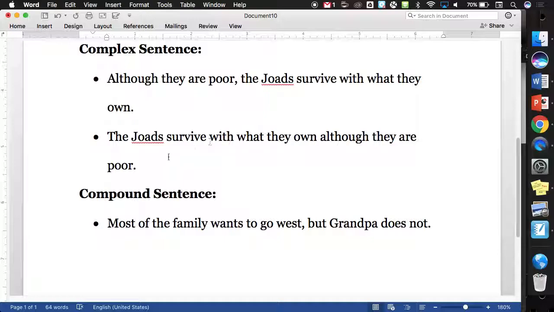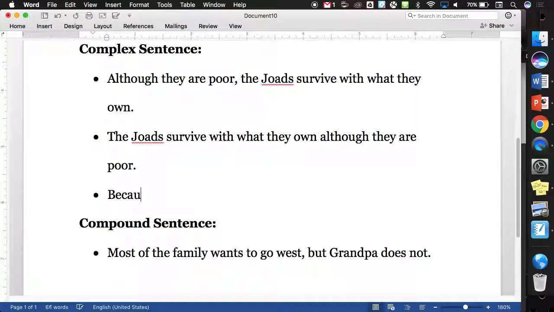So I could do something like, because they are poor, the Jodes decide to head west. Complete sentence, I'm fine. The Jodes decide to head west because they are poor. I wouldn't need to have a comma there at all. All right? What would be some other examples of complex sentences that you have?